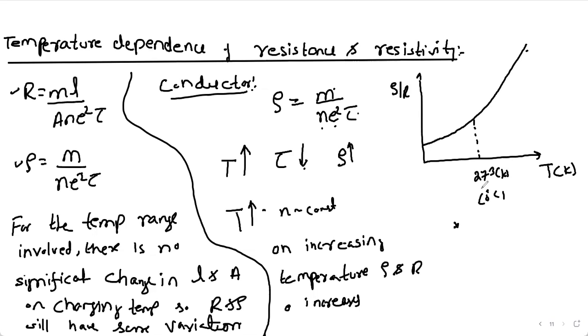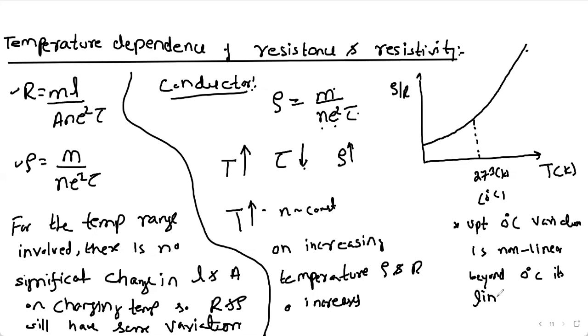You should remember this result. It's an important one marker question. Up to 0 degrees Celsius, the variation is non-linear. Beyond 0 degrees Celsius, it's linear. After 0 degrees Celsius, the relation is linear. You can take resistivity or resistance, you will get the same graph.